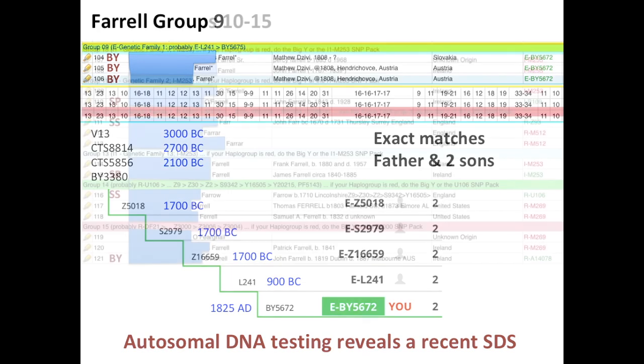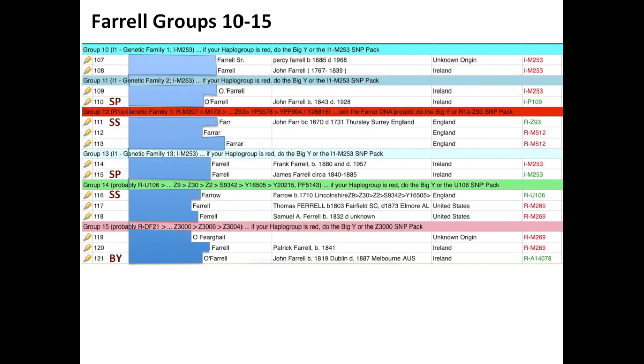The other Farrell groups, 10 to 15, are largely Farrs or Farrars. They all came from England, and there's a separate Farrer project for them. Then we have Farrow appearing here from England, and then two Farrells. So which came first, the Farrow or the Farrells?